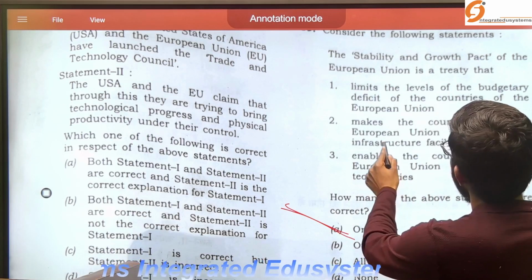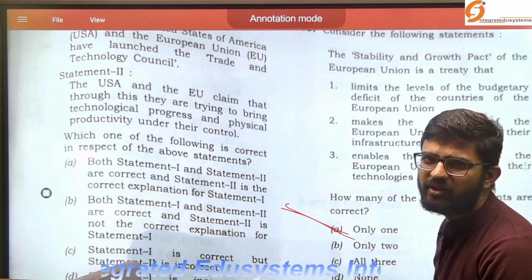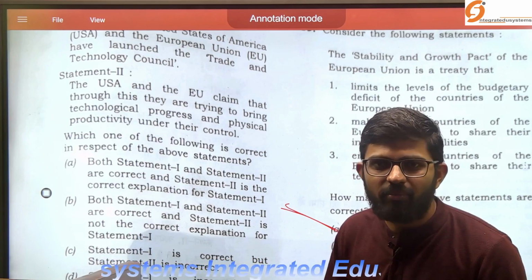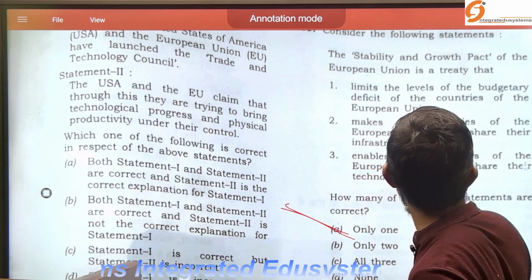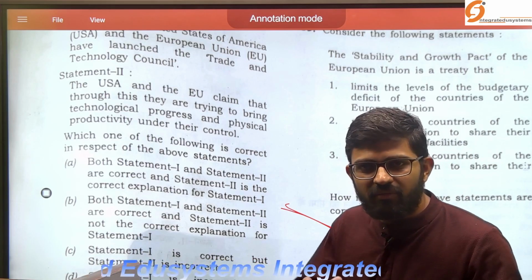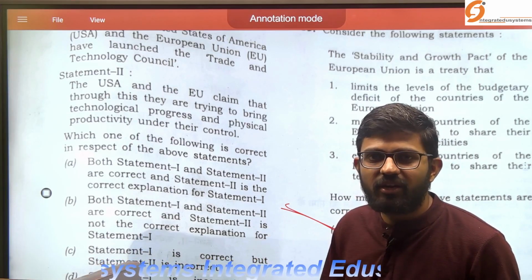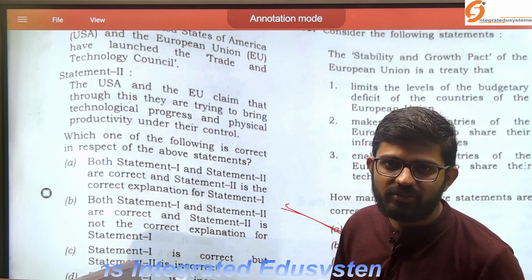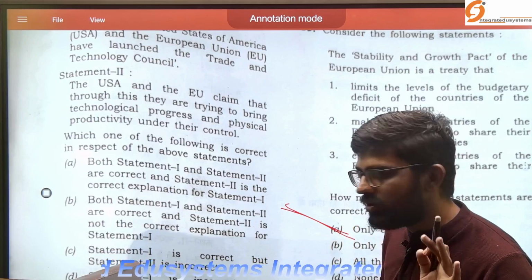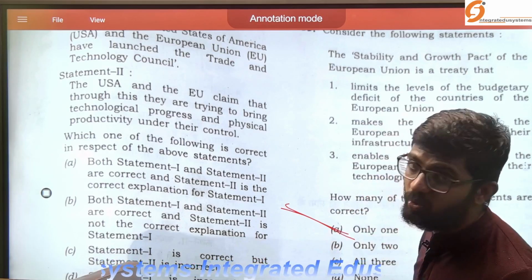It says the European Union will share the infrastructure facility. They already share. That is a common market. EU is a common market. It enables countries of the EU to share the technology. When there is a common market, they can share technology, but definitely not because of this deficit act or per se this treaty that they have signed. So answer is only and only one.